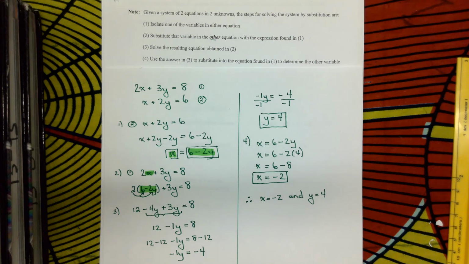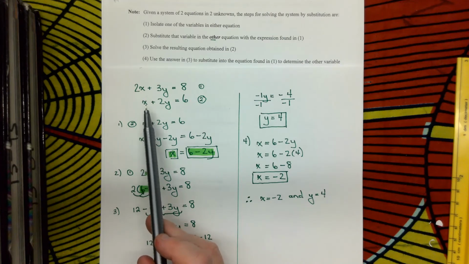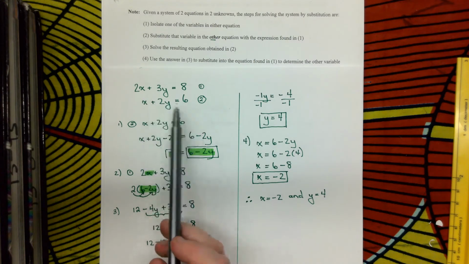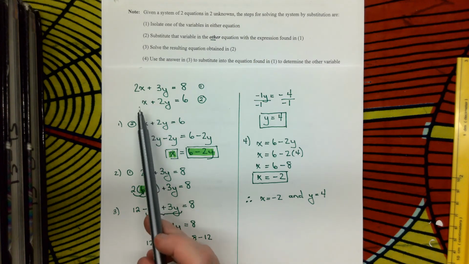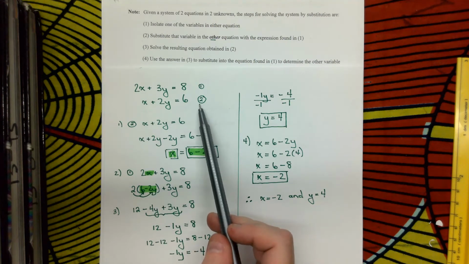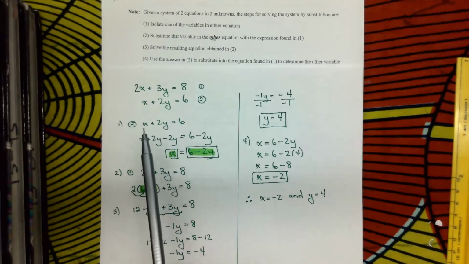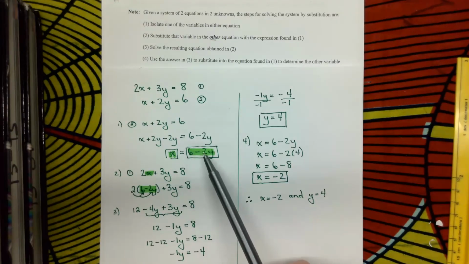Just to recap, if the variable isn't already isolated, then you have to pick an equation and isolate the variable. It's always best to pick an equation where the variable is already just one of them. So since there's only one x, this is the best one to choose. If this also had one x, then it wouldn't matter. You could pick either one, but you're looking for where there's just a one of the variable, so a 1x or a 1y. So we picked equation number 2. So then we isolated x by subtracting 2y from both sides, and we got x equals 6 minus 2y.